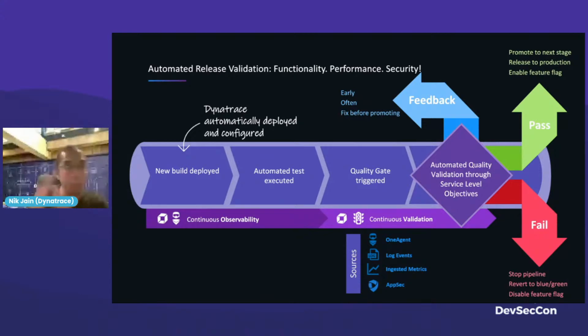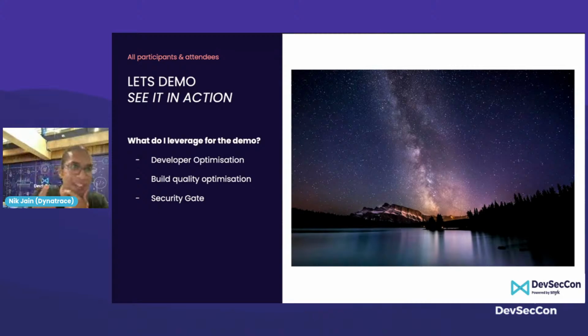And as soon as automated tests are executed, the quality gate is triggered, and that pass-fail mechanism provides feedback to the developer. So if it's a fail, it stops the pipeline gracefully, reverts to the blue-green environment, and disables the feature flag. And if it passes and there are no vulnerabilities found, it promotes to the next stage and releases to the production environment and enables the feature flag. So with that, we'll see a quick 5 or 10 minute demo of how this works in action.